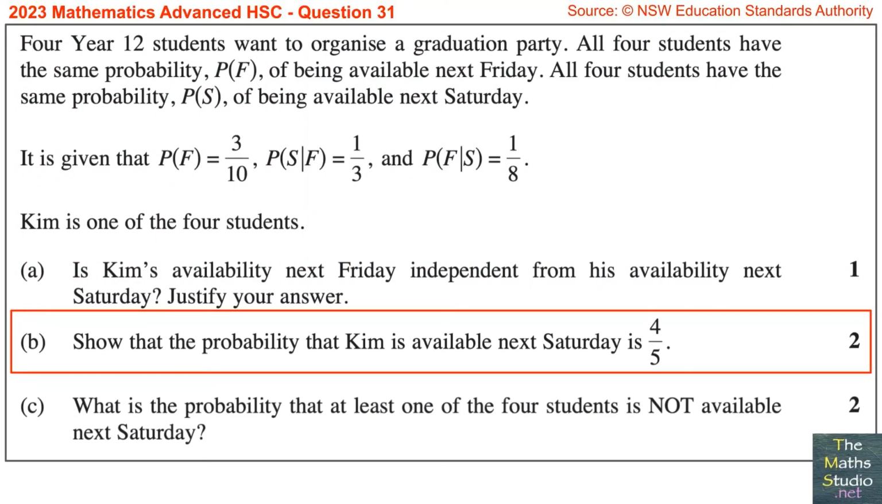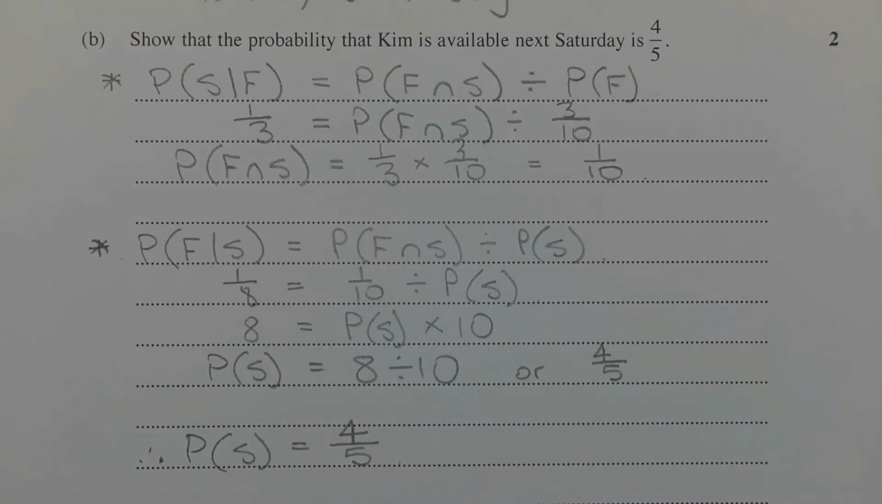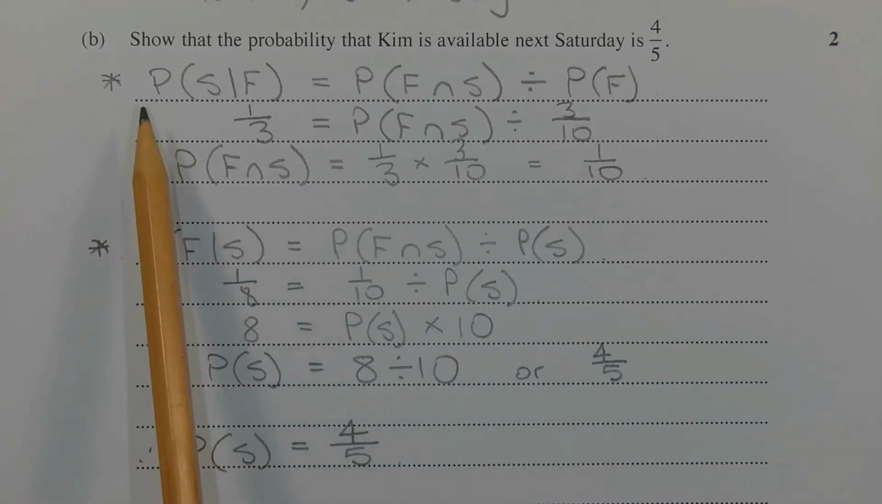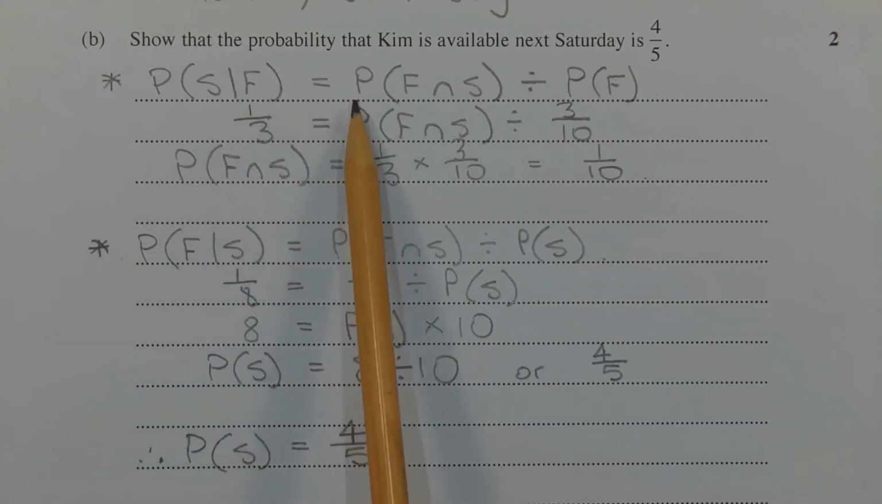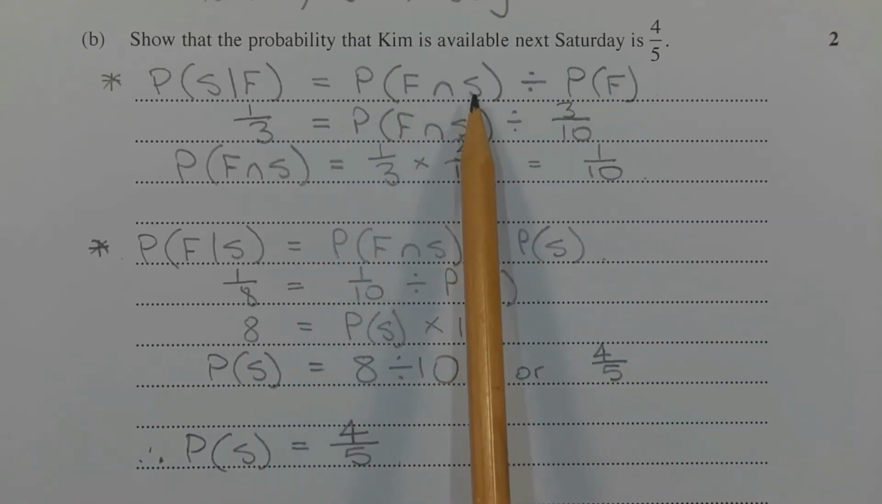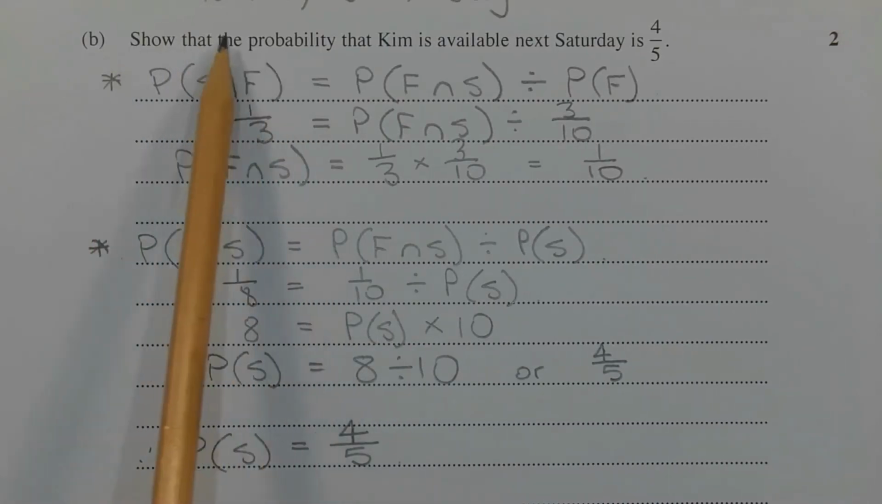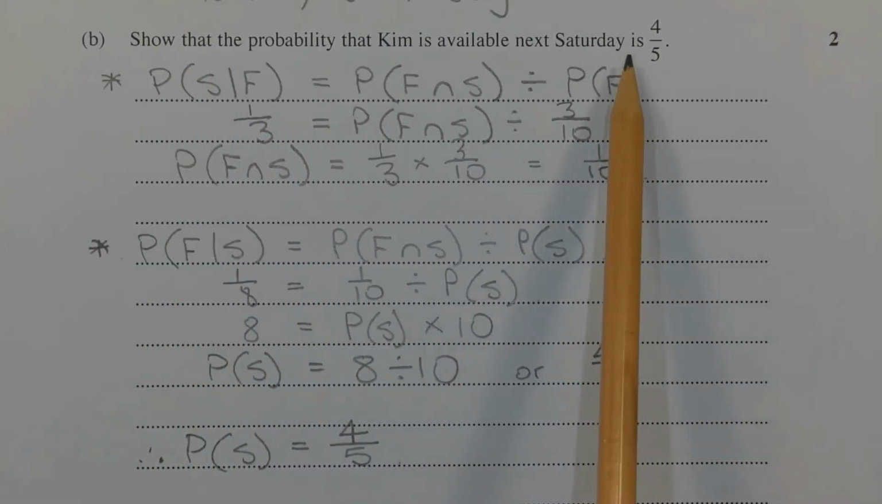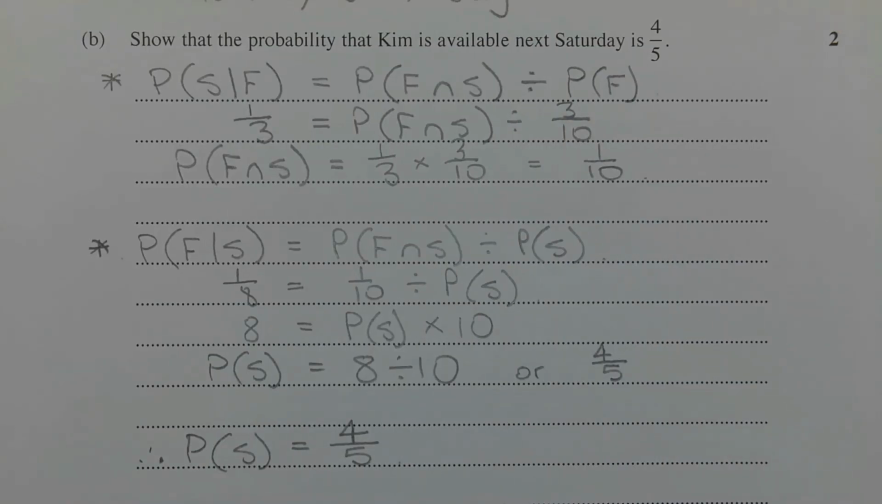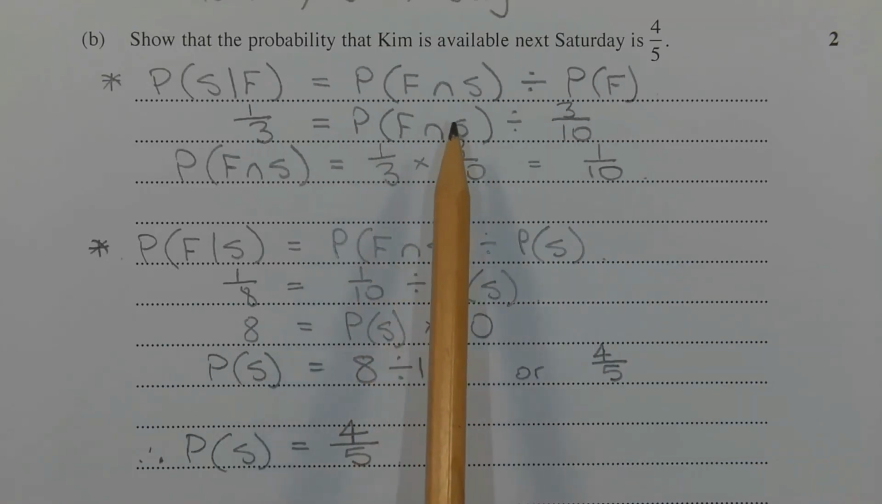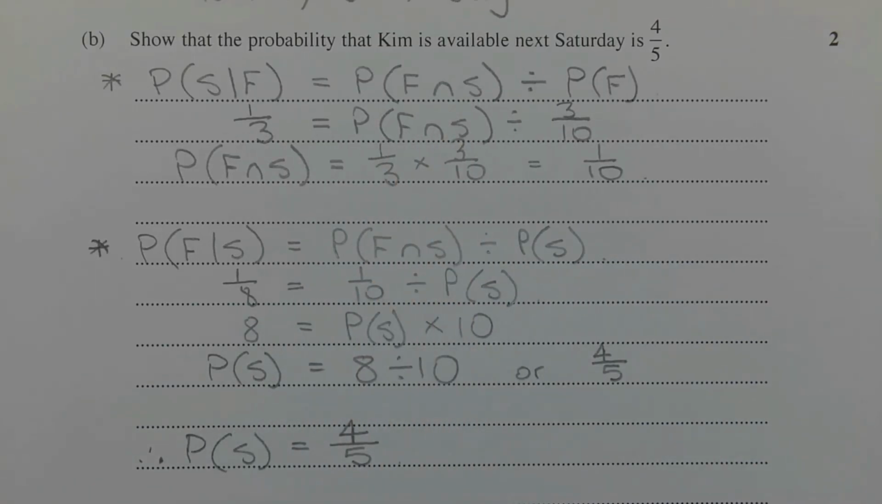Part B. Show that the probability that Kim is available next Saturday is 4/5. Using the conditional probability formula, the probability of Saturday given Friday is equal to the probability of Friday and Saturday divided by the probability of Friday. Now we have this probability here, which is 1/3, and we have this probability here, which is 3/10. So we can use that to find the probability of Friday and Saturday, which we'll need later on.